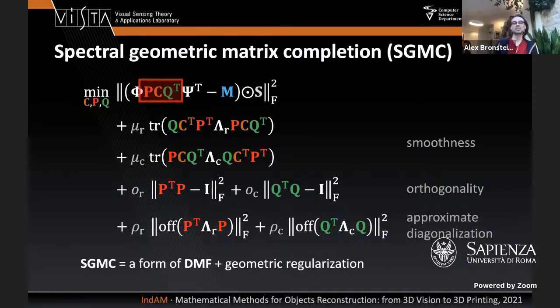So what you're suggesting essentially is to fix this factor, not necessarily to identity. It might be something else, a more meaningful matrix. Yes, I think it would be very, very interesting to try. Absolutely.